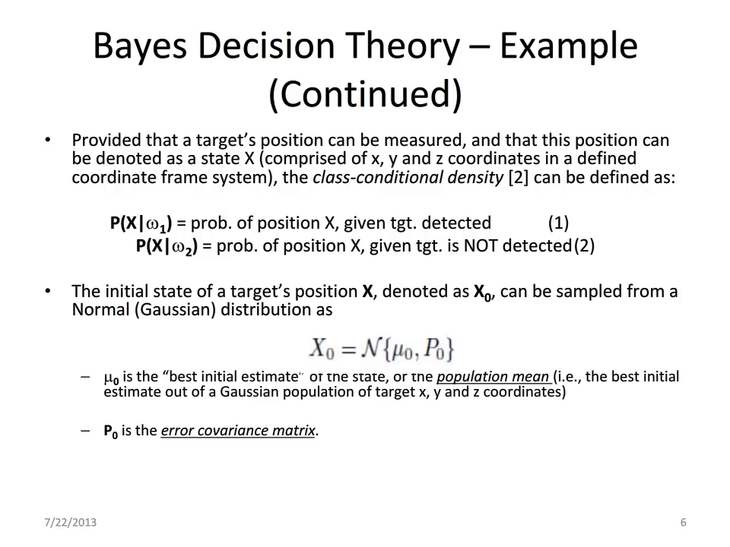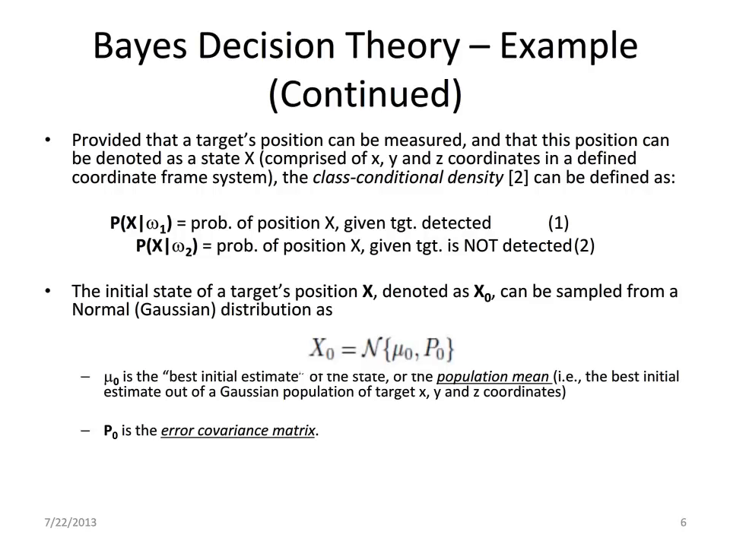spatial coordinates? The initial state of a target's position x, x naught, can be sampled from a Gaussian distribution with mean and standard deviation. I have a note that mu naught is the best initial estimate of the state.